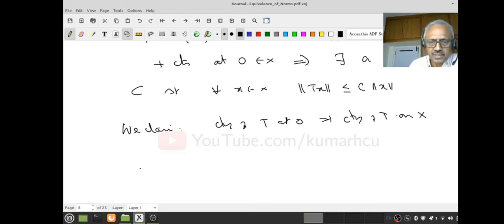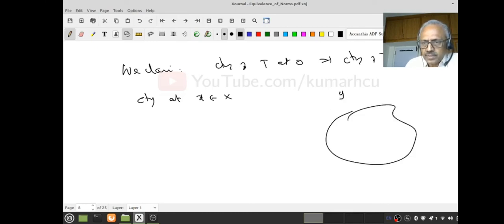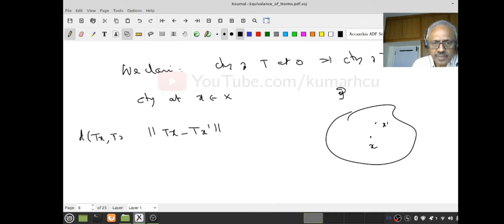That's very easy. Suppose I want to prove continuity at x in X. What does it mean? Again, go through those. Use the epsilon delta definition. We will do that. So start with any x dash. Then I have to estimate the norm of Tx minus Tx dash, the distance between Tx and Tx dash. But remember, because T is linear, in fact additive, it is T of x minus x dash.